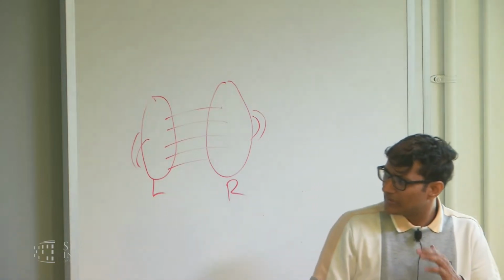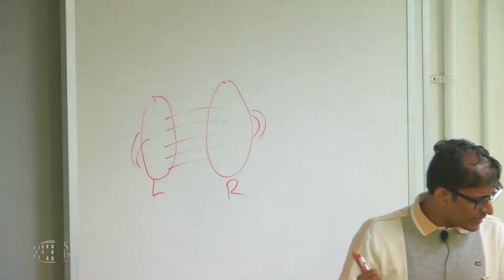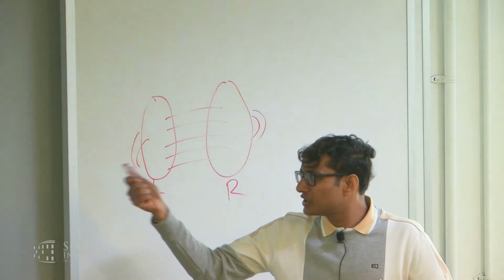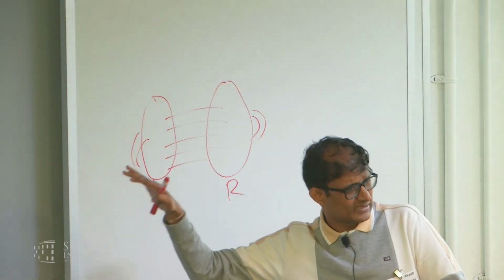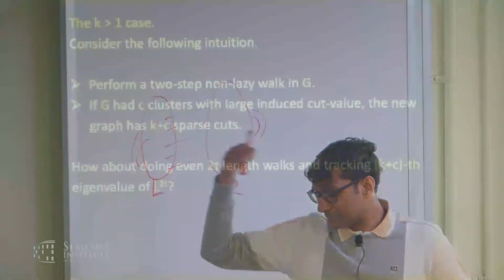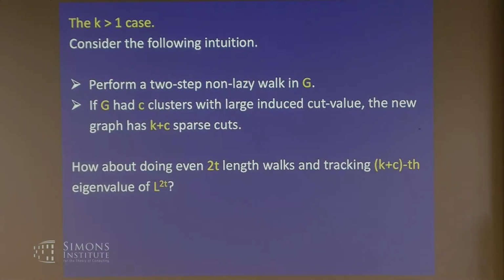Right. So let me detail that now. In fact, if you had C induced clusters with large induced cut value, then you can show that a similar analysis should suggest that you will get k plus C sparse cuts. All right. So the rest of the idea is to track the (k plus C)th eigenvalue of some appropriate Laplacian. And that's what I will do in the rest of this talk. All right. So let's move on.